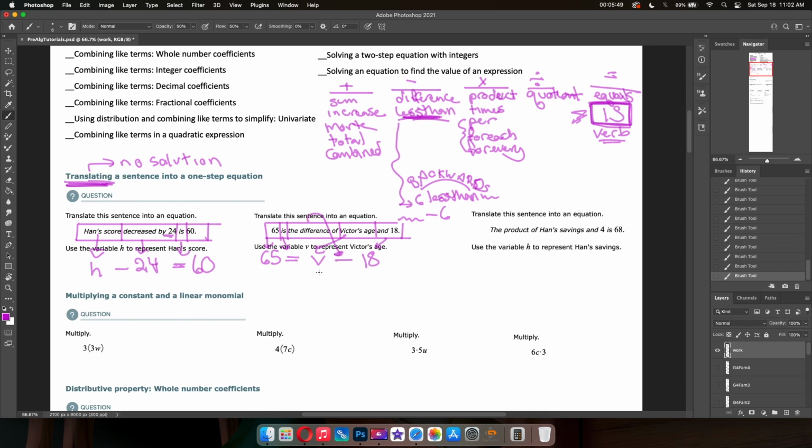I will say about 90% of these sentences you're just translating from left to right, but because they do throw things on us out of order, you want to be careful. Let's look at this one. I think this one's more straightforward as I recall. The product, okay, so it's like this one. Product of Hans' savings and 4 is 68. So product of Hans' savings and 4 is 68.